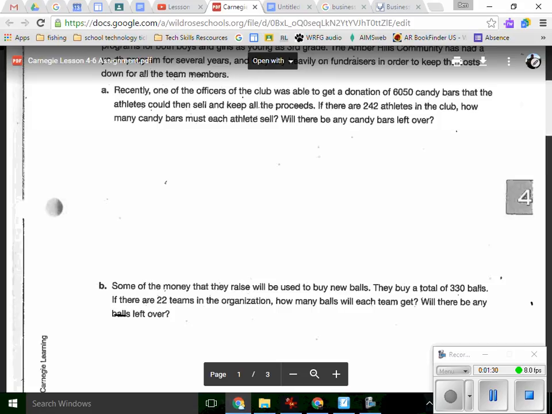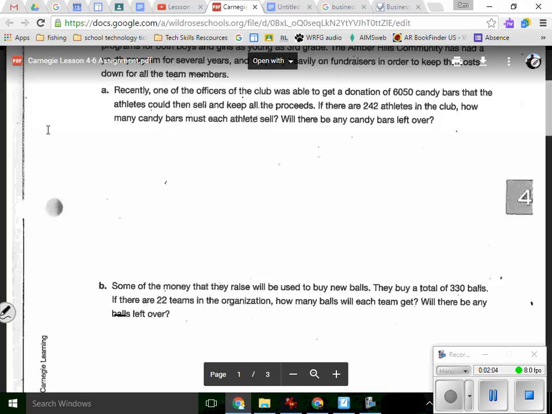What math operation is that? We're taking that pile of candy bars and making equal groups. It's division. And I'm going to tell you right now that on these worksheets, my expectation is that you write your answers with a complete sentence. Capital letters, periods, and everything. Okay?